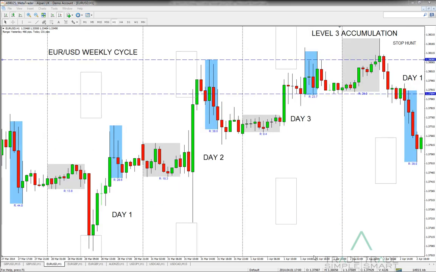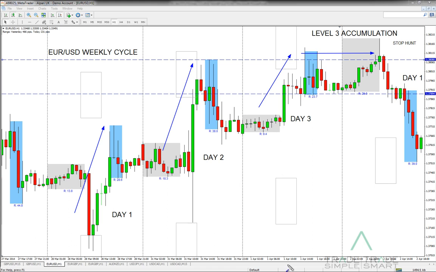In the second example, we're looking at the euro dollar, and we can clearly see that we have had 3 levels of rise over the course of 3 days. And as we know by now, with both the intraday and also the weekly cycle, once we've seen 3 levels of rise or fall, we're going to expect the market to go into accumulation. And we can see that level 3 accumulation occurred over the course of 2 days.